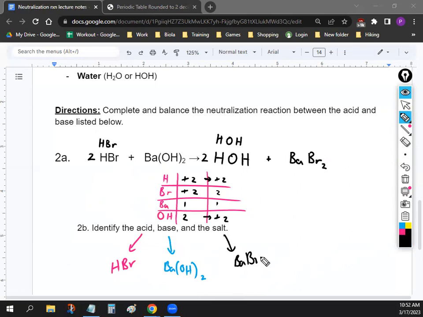Okay, so you can either write it like this, or if you wanted to write it like this, you can write on your equation directly acid, base, salt. I'm cool with that too, as long as you label it in a way that my TAs can read it, okay?